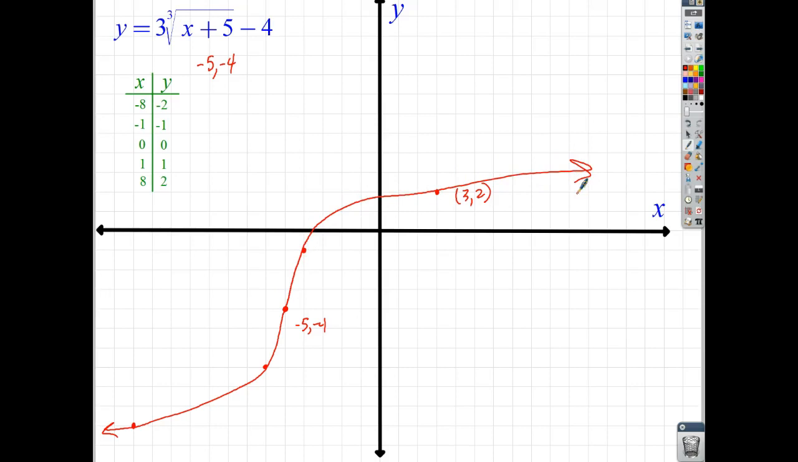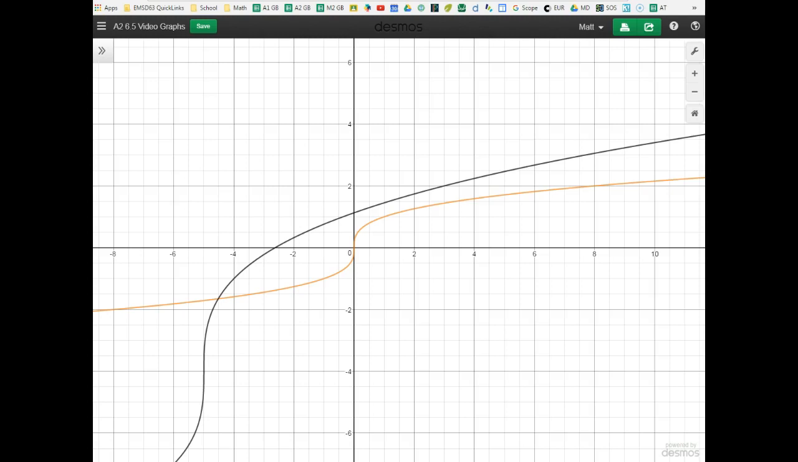All right, let's take a look at what this looks like on Desmos. You can see it's the black line here. Let's find some points. There we go, negative 5, negative 4. And what did we say before? It was 3 and 2. So we're looking pretty good there.